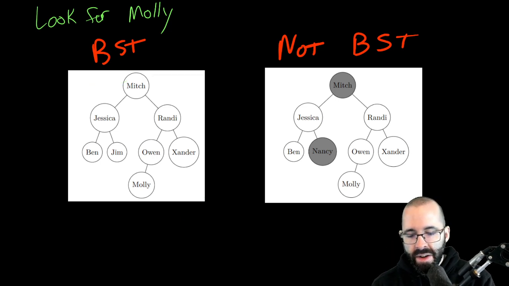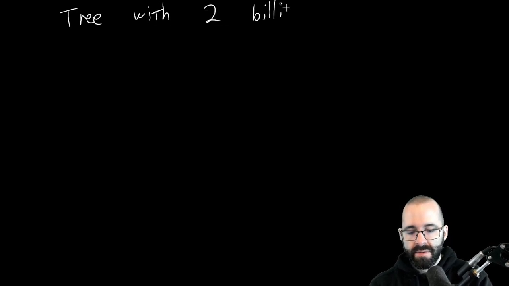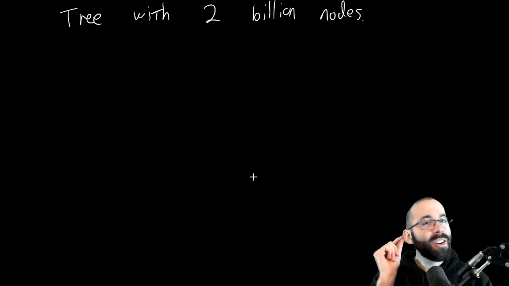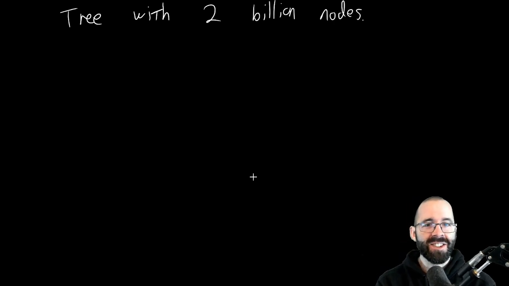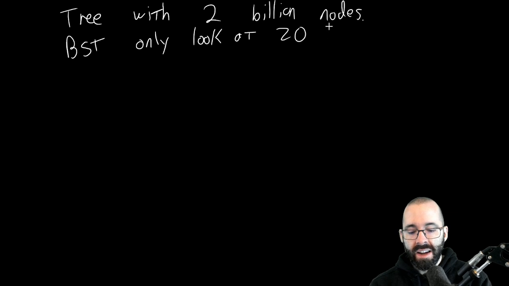But think about this. What if we had a tree with 2 billion nodes? Guarantee you would not be able to find Molly quickly if there were 2 billion nodes in that tree, if you had to use your eyes. But if it's a binary search tree, you only have to look at 20 at most. That's the worst case scenario. 20 steps before you could find them.